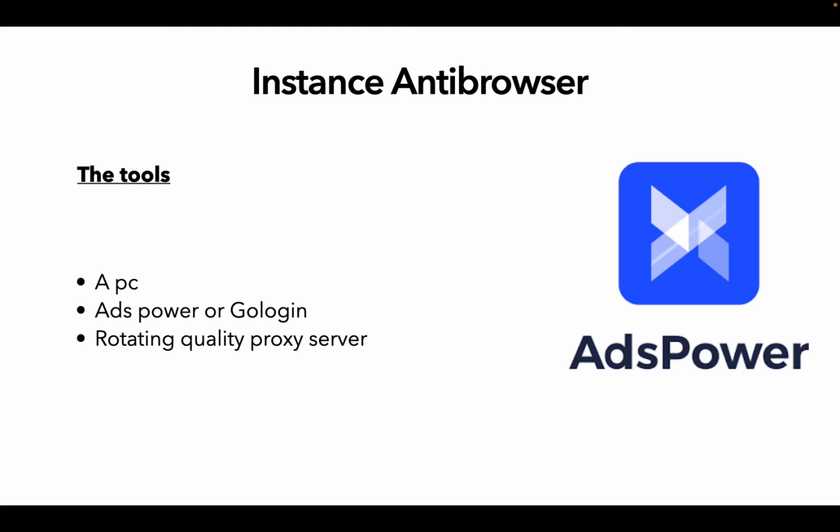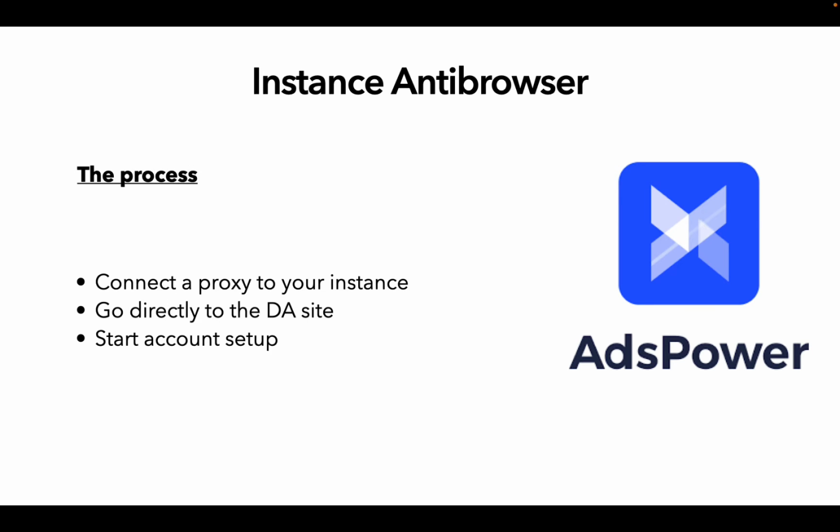Next, you have the Antibrowser instance. So under Antibrowser, you're going to need a PC and an anti-browser like AdsPower or GoLogin. It's up to you. And a quality rotating proxy server, obviously in the same geographical zone, rotating around. For example, if I choose the city of Paris, rotate around Paris. In terms of process, you'll need to connect a proxy directly to your instance. Now, anti-browsers are really designed for proxies, so you'll have no trouble installing it on them. Everything's been done for it. The cool thing is that you don't need to reset Google. Everything is done automatically on your anti-browser instance.